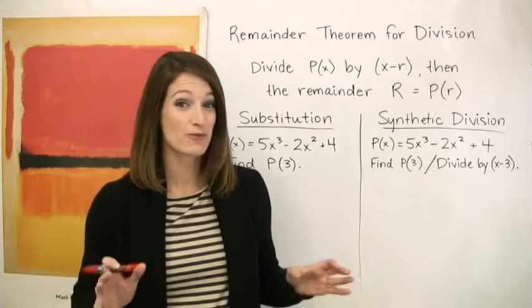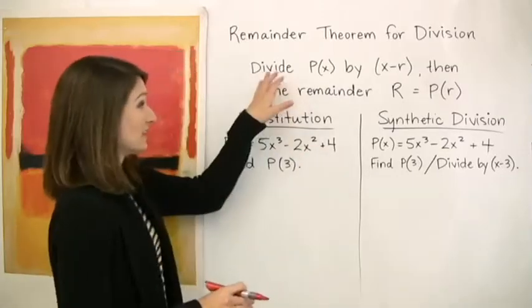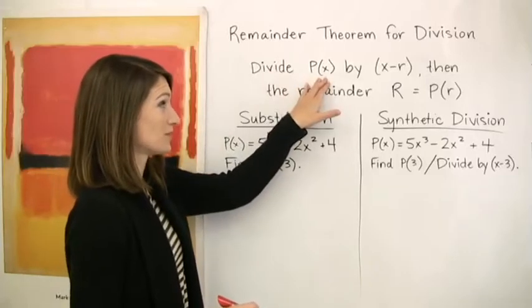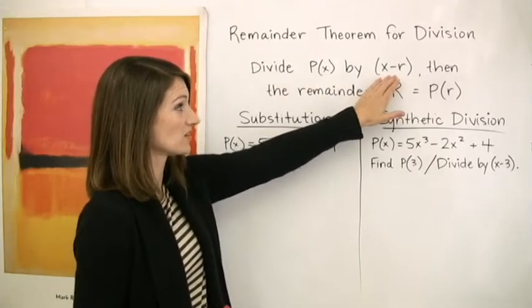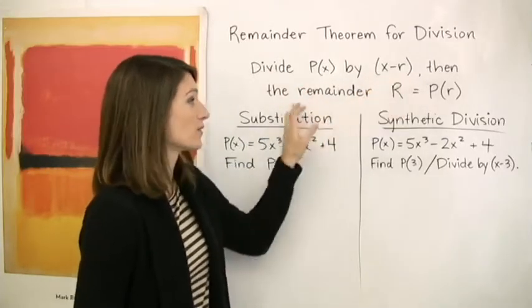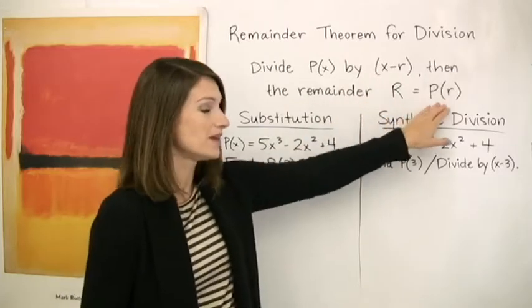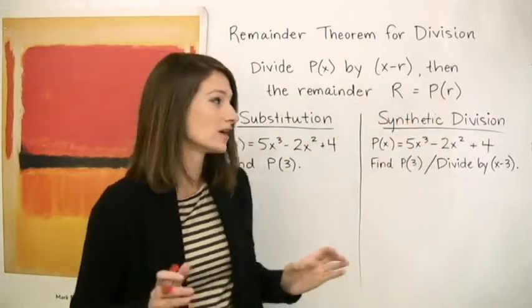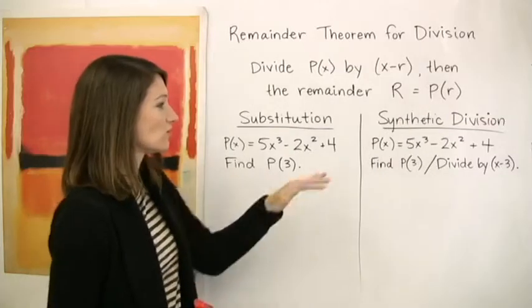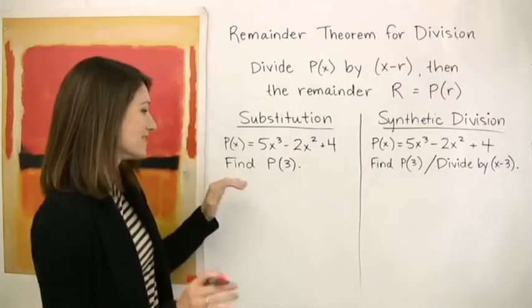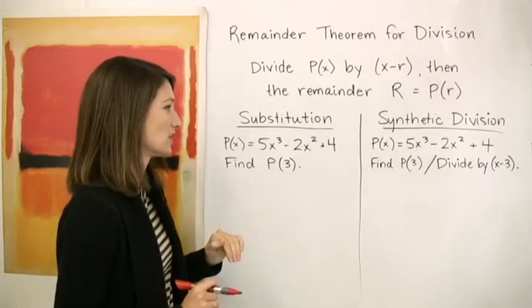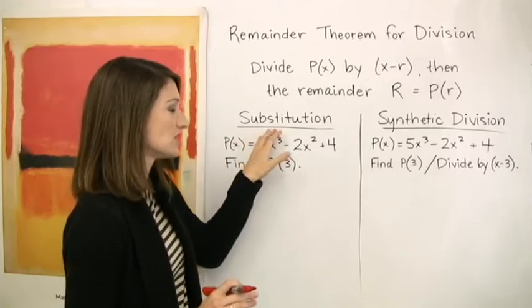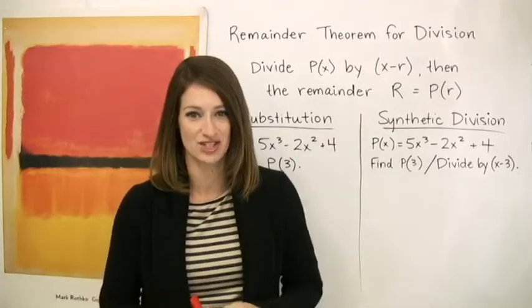The remainder theorem for division states that if you divide the polynomial function p of x by this factor x minus r, then the remainder r is equal to p of r. And so we're going to see that by using two different methods to find a value for a polynomial function. The first method is substitution, and the second is synthetic division.